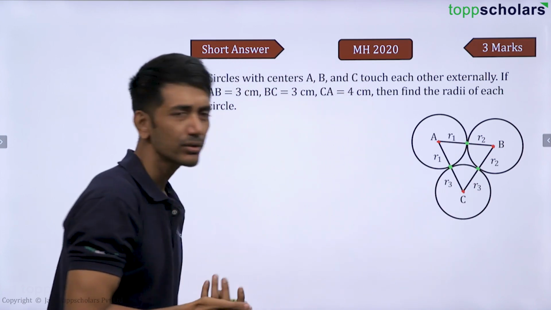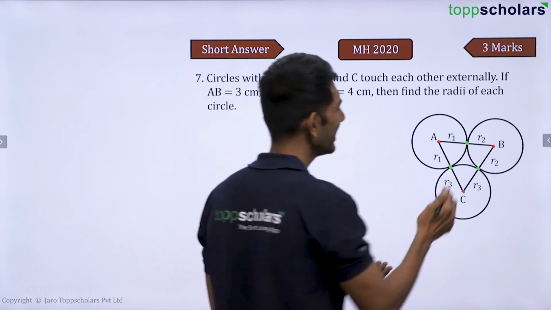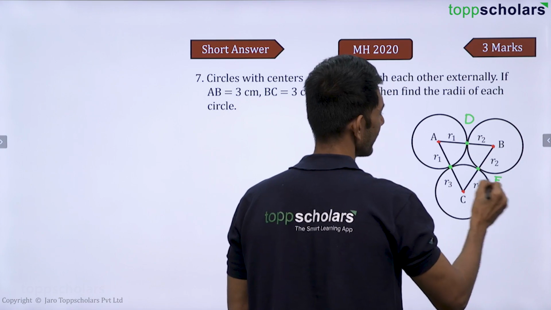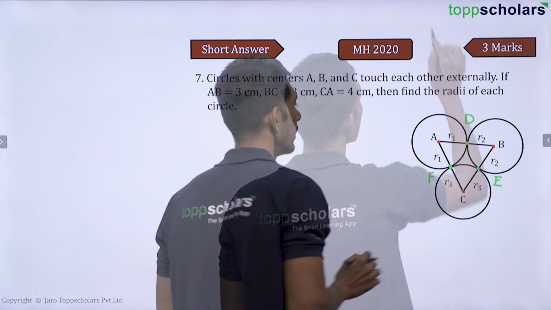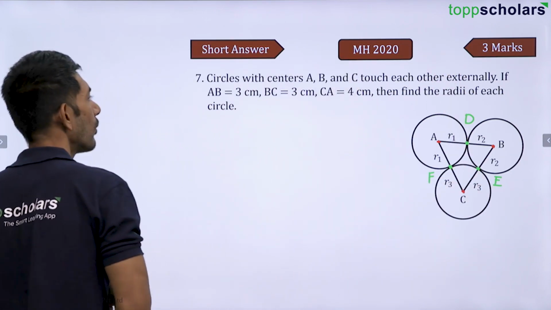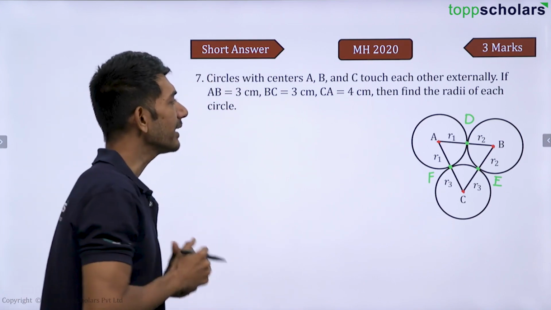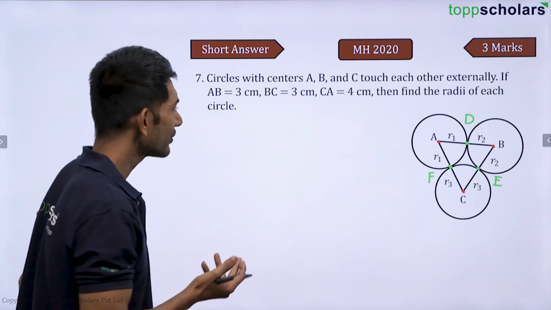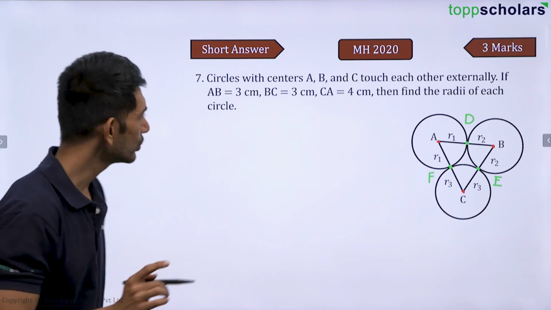If you want, you can also take it as DEF, something like this. You can take this as D, you can take this as E. That's your choice, it's not compulsory. Okay. Now what they are saying? They are saying find out the radii of each circle. Now this is very simple, isn't it? Understand how to do this.